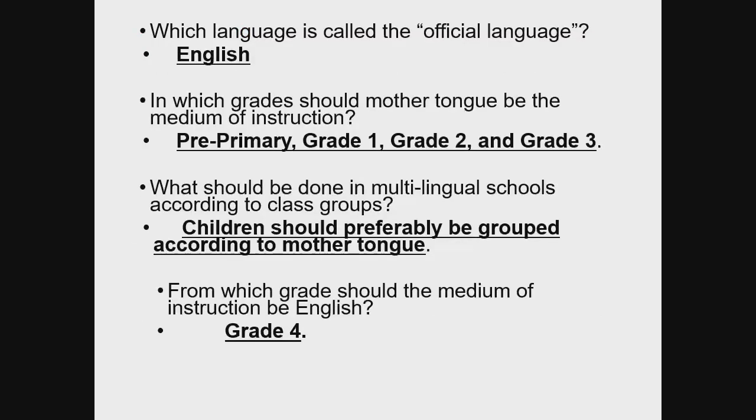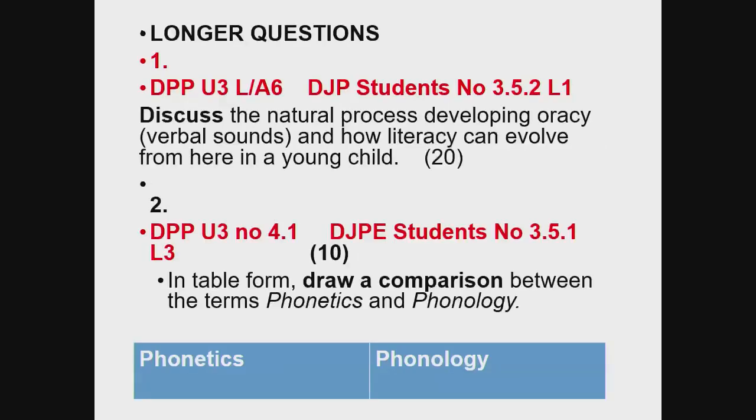Which language is called the official language? English. In which grades should mother tongue be the medium of instruction? Pre-primary, grade 1, 2, and 3. What should be done in multilingual schools according to class groups? Children should preferably be grouped according to their mother tongue. From which grade should the medium of instruction be English? Grade 4. Now a few longer questions.